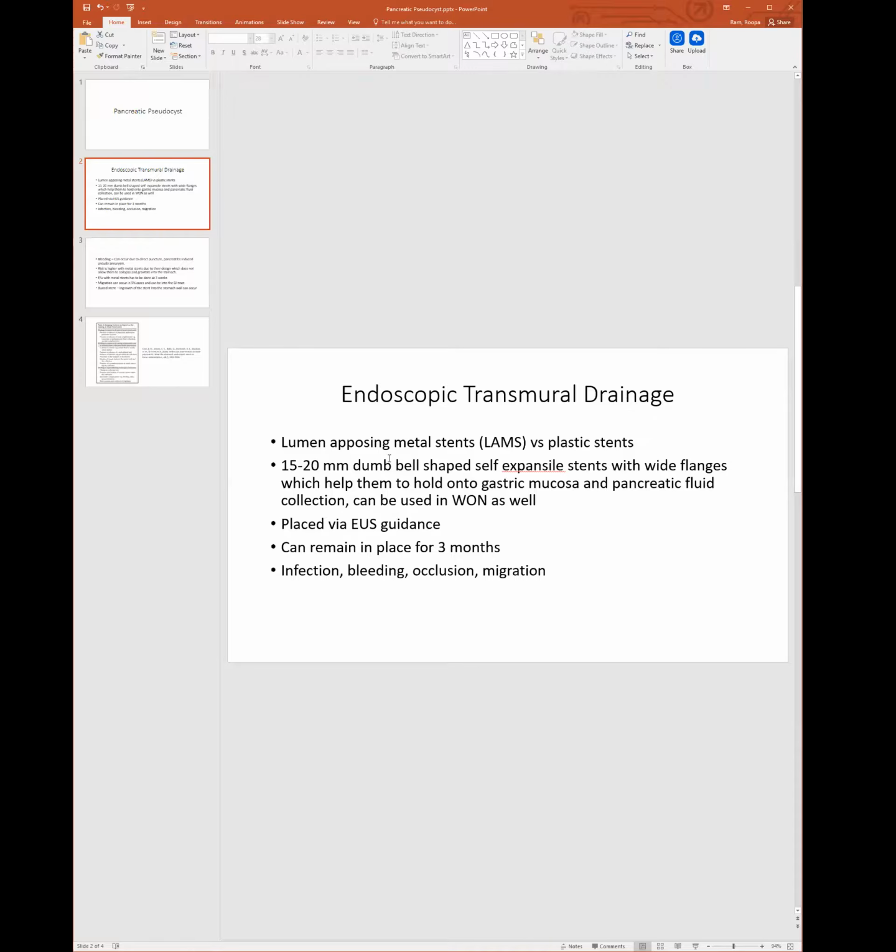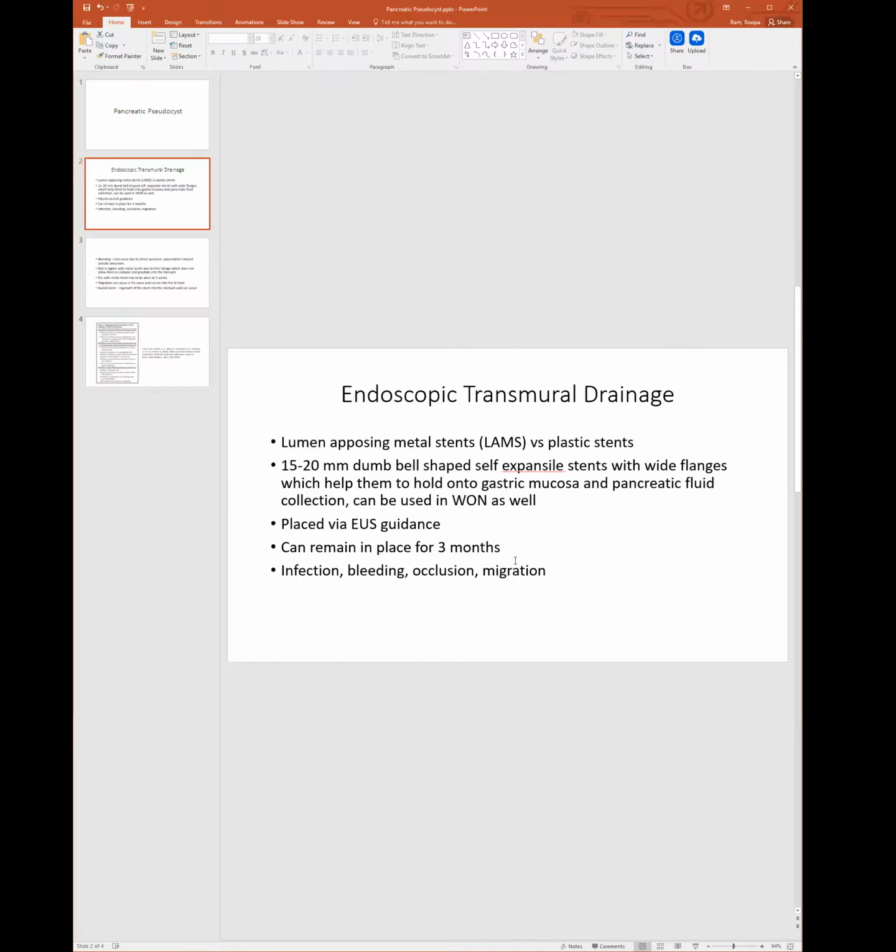They call these LAMS, lumen-apposing metal stents. They used to do these via plastic stents, but the nice thing with these metal ones is that they are self-expansile. So if it's a more complex collection, even if it's truly a walled-off necrosis, these get them better than the plastic stents. They are wider bore and have self-expanding flanges which hold on better to both sides of the gastric wall as well as the collection.